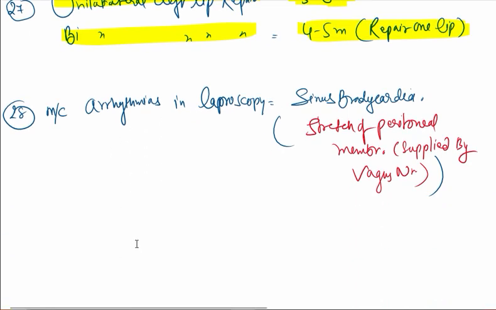Next and last one, most common arrhythmia in laparoscopy. The most common associated arrhythmia in laparoscopy is sinus bradycardia. This is due to stretch of the peritoneal membrane that is supplied by the vagus nerve.